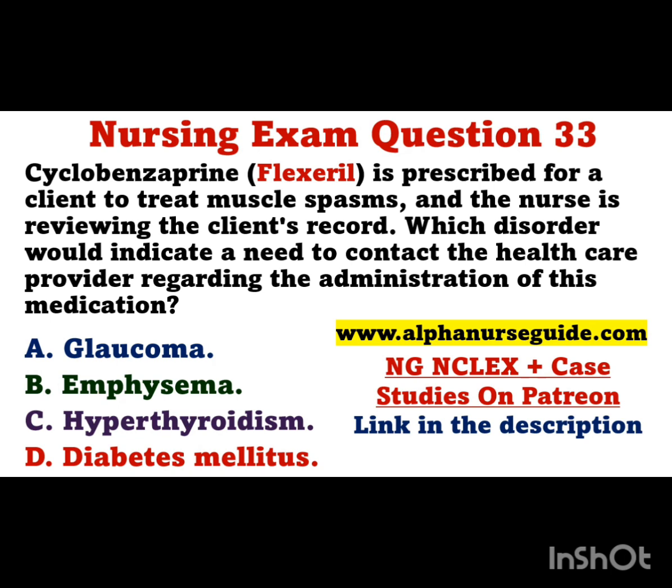Cyclobenzaprine is prescribed for a client to treat muscle spasms, and the nurse is reviewing the client's record. Which disorder would indicate a need to contact the healthcare provider regarding the administration of this medication? A. Glaucoma. B. Emphysema. C. Hyperthyroidism. D. Diabetes mellitus.